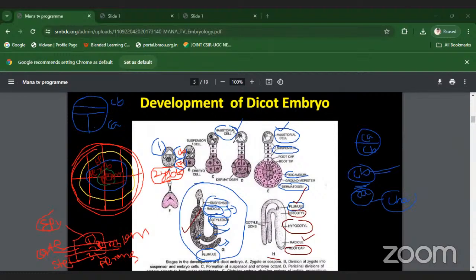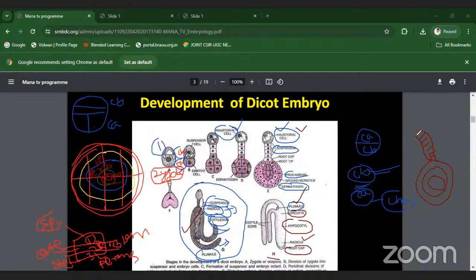Sorry for the disturbance. Your doubt is how the haustorial cell is formed, right? Yes, sir. Simple. Haustorium is part of the suspensor, right? The suspensor is formed by repeated transverse division in the CB cell. Initially, this is the suspensor cell. There is no haustorium. And the rest of the parts also develop: plerome, periblem, all these develop.